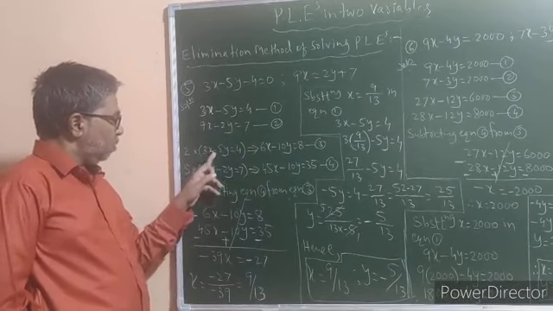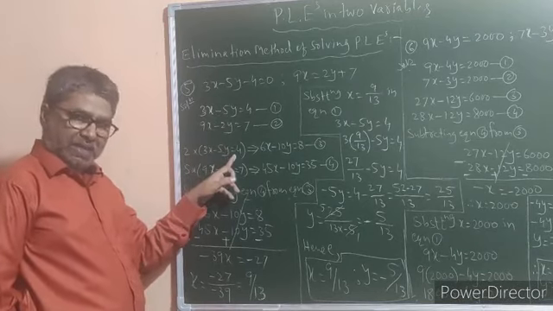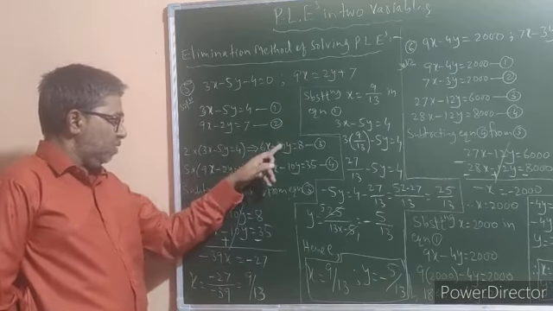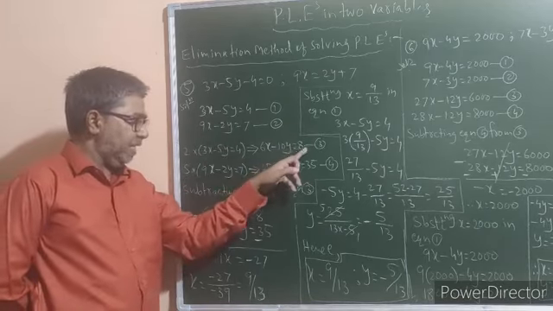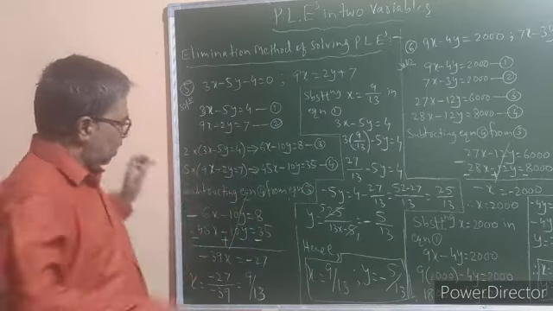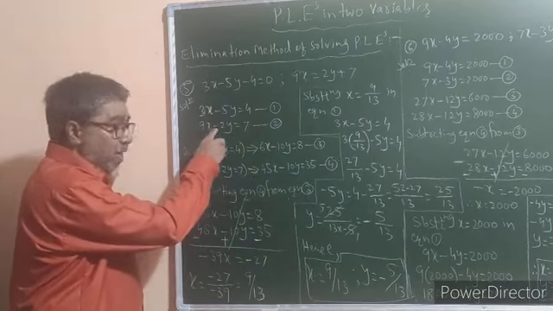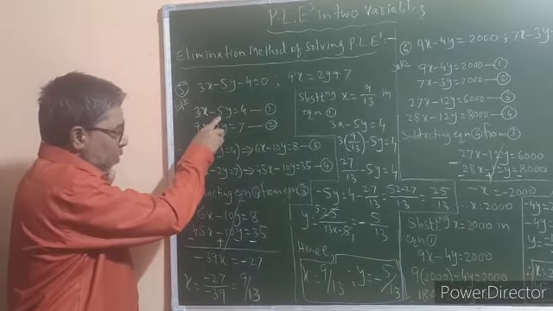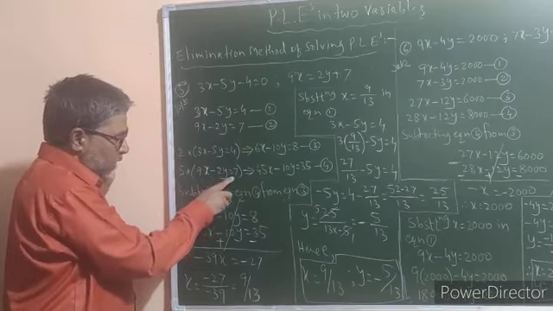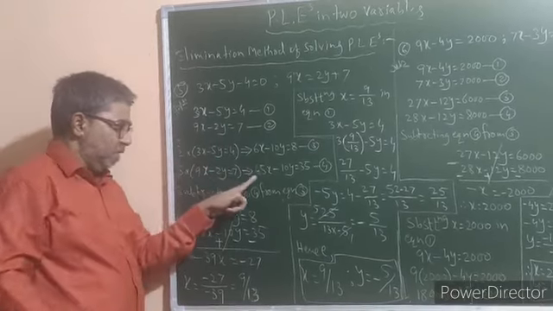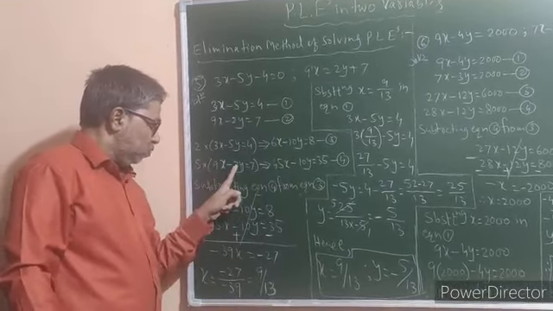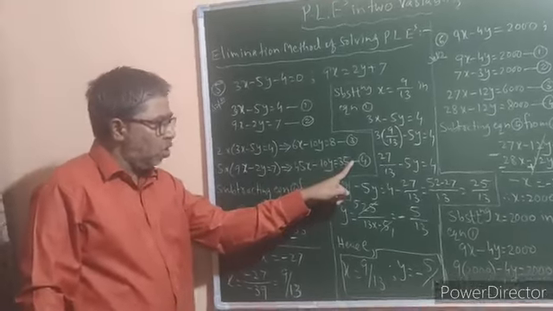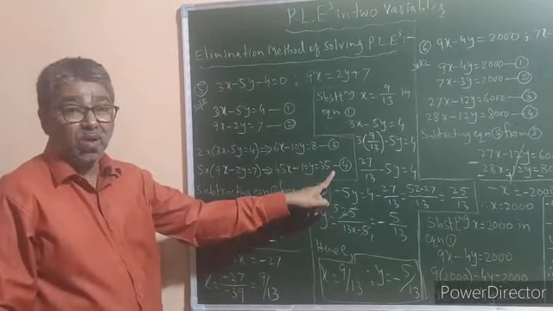So 2 into 3x minus 5y is equal to 4, that is equation 1, is equal to 2 3s are 6x minus 2 5s are 10y is equal to 2 4s are 8. Call this equation number 3. Now multiply the second equation, that is 9x minus 2y is equal to 7, by 5. So 5 into 9x minus 2y is equal to 7 is equal to 9 5s are 45x minus 5 2s are 10y is equal to 5 7s are 35. Call this equation number 4.